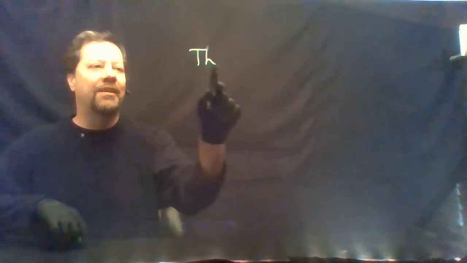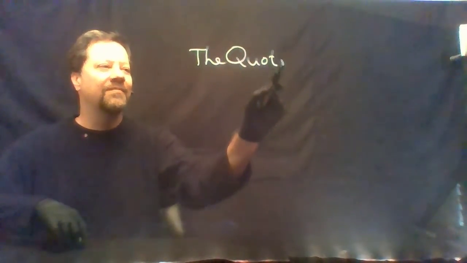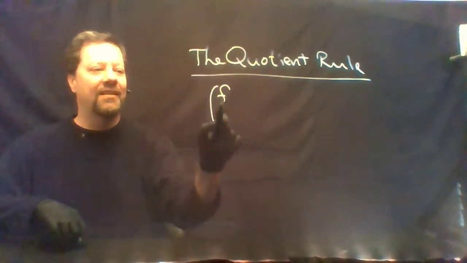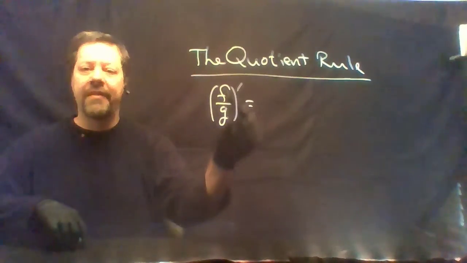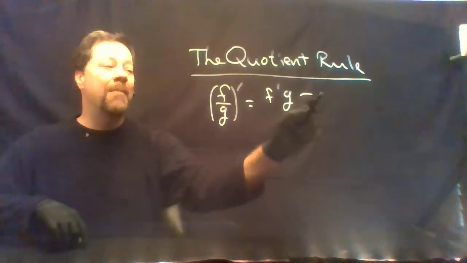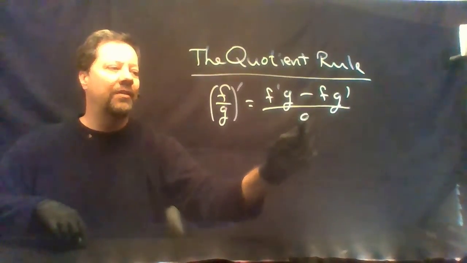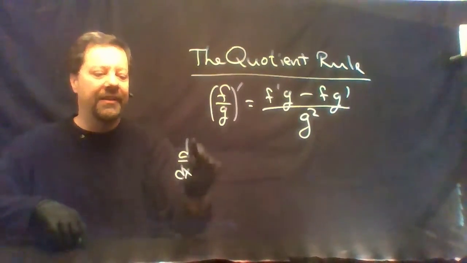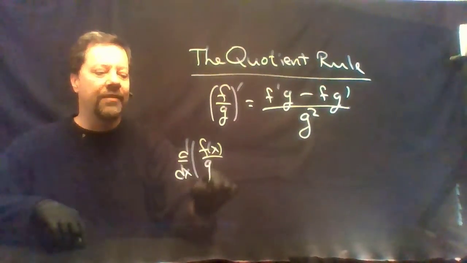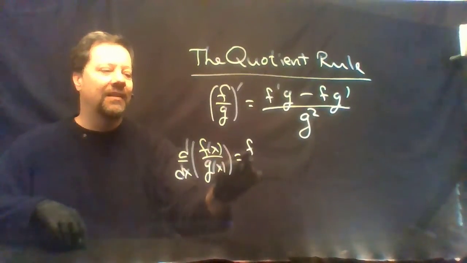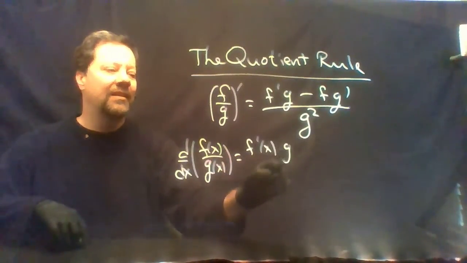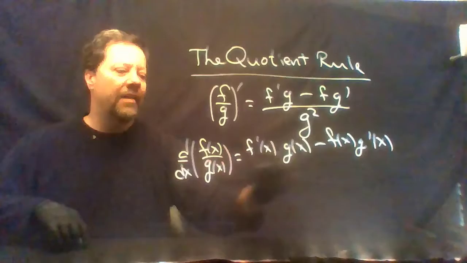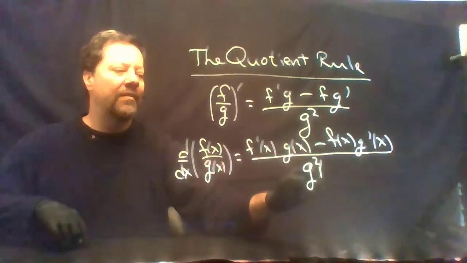The short form of the quotient rule is the derivative of f over g is f prime g minus f g prime over g squared. One can also write that as the derivative of f of x over g of x is derivative of the top times the bottom minus the top times the derivative of the bottom over the bottom squared.